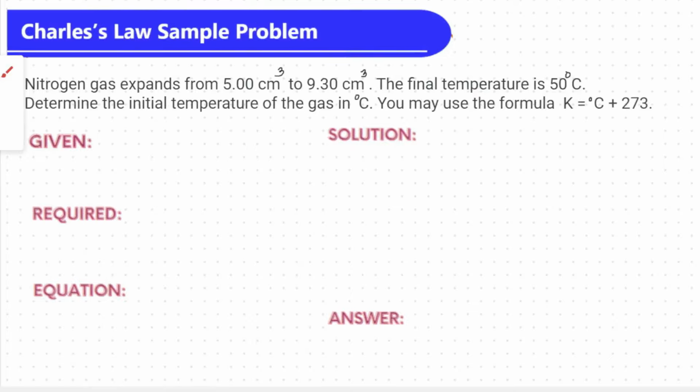I advise that you watch my video on Boyle's law and Charles' law. You also have some practice problems there which can help you identify the two laws. Sabi dito, expands. Kanina, meron tayong contracts. When we say expands, volume increases. That is already a hint for you that V2 is greater than V1. Just like in our given, nakalagay dyan, 5.00 cubic centimeters to 9.30 cubic centimeters.